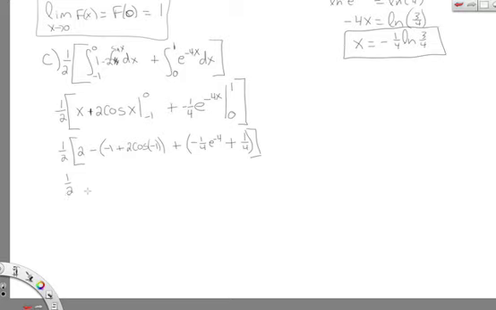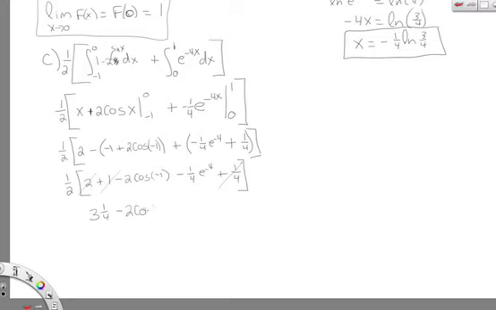Okay, so I get 1/2 times 2 plus 1 minus 2 cosine of negative 1 minus 1/4 e to the negative 4th plus a 4th. I guess I need to clean this up. I don't really want to. 2 plus 1 is 3. 3 plus a 4th. Took care of that, and that. The rest of this I can't really do much with.